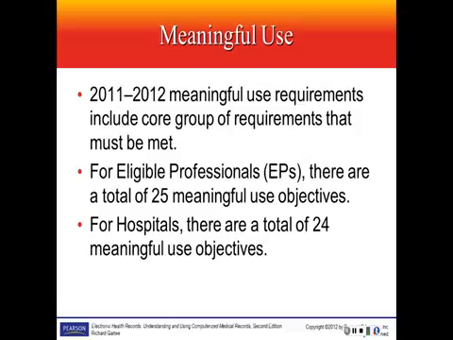The other 5 may be chosen from a list, and that list happens to be on page 11 and 12 in your textbook. Eligible hospitals must meet 14 core objectives and select 5 others from a list of 24 to receive payment. You can see page 12 of your textbook.